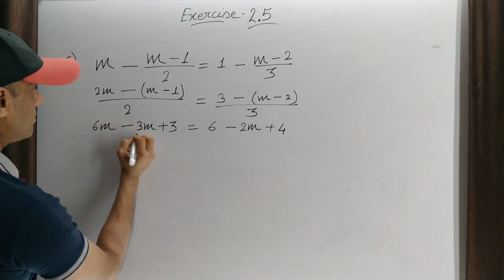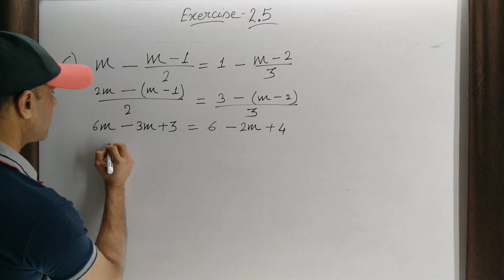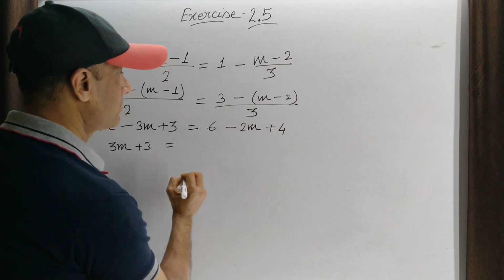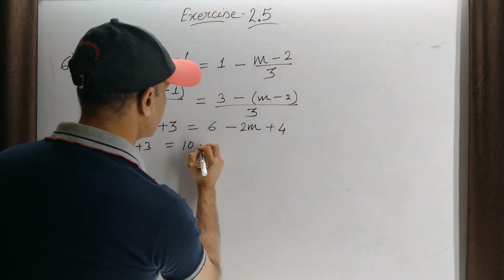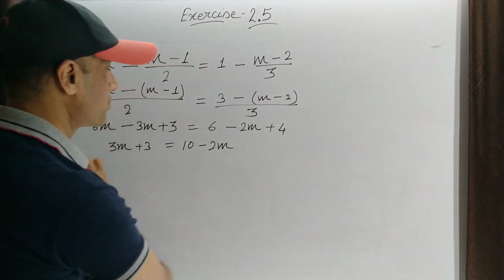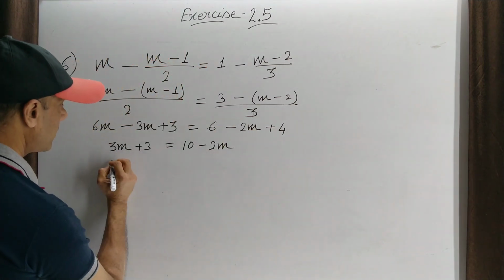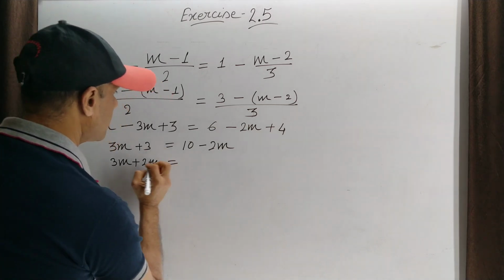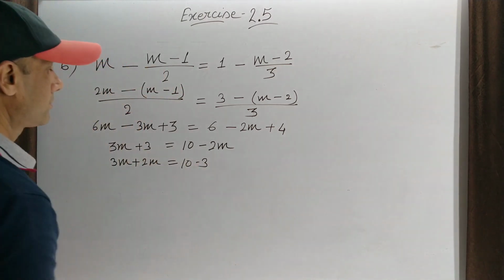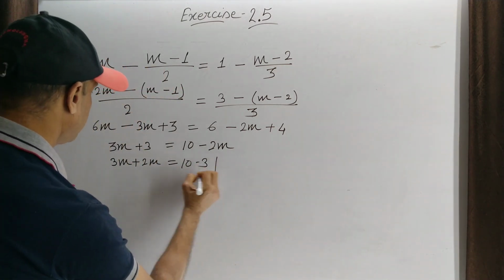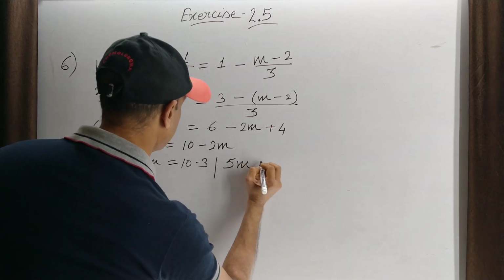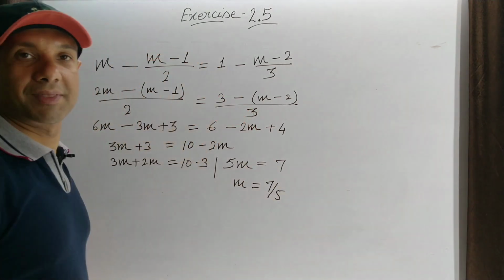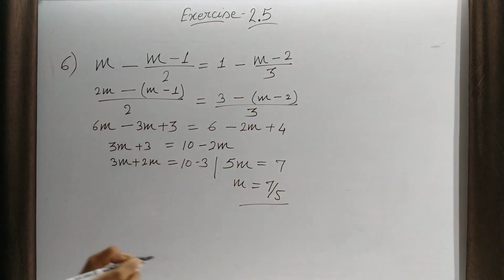Alright, so this becomes 6m minus 3m, that is 3m plus 3, is equal to 10 minus 2m, which remains. This moves here, we get 3m plus 2m is equal to 10 minus 3, so we get 5m is equal to 7, so m is equal to 7 by 5. This is the answer as per the textbook.